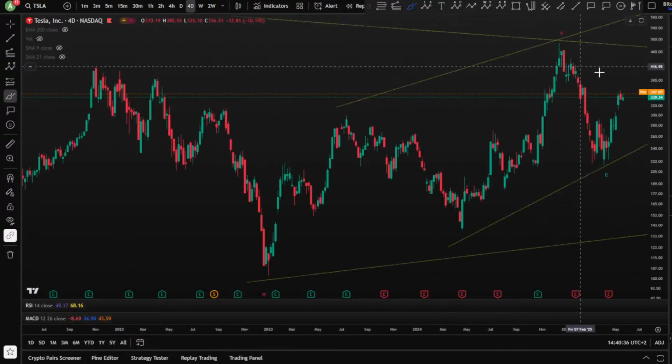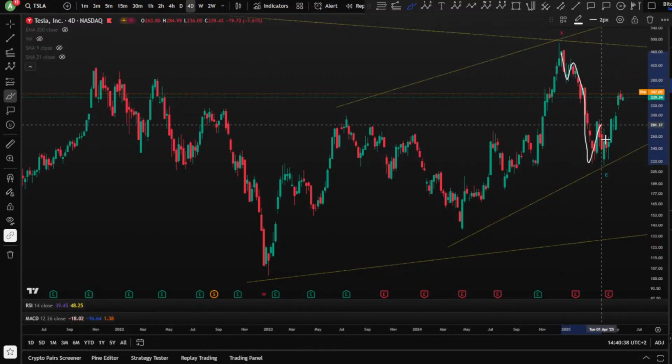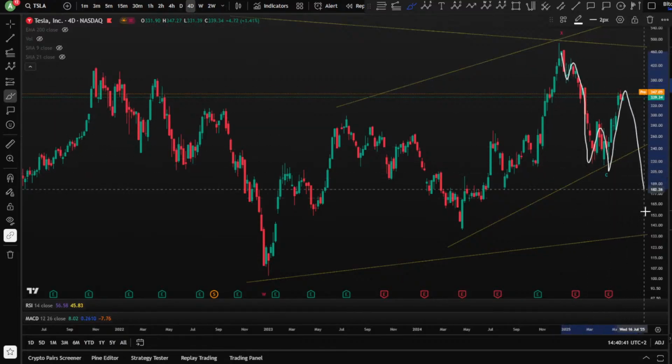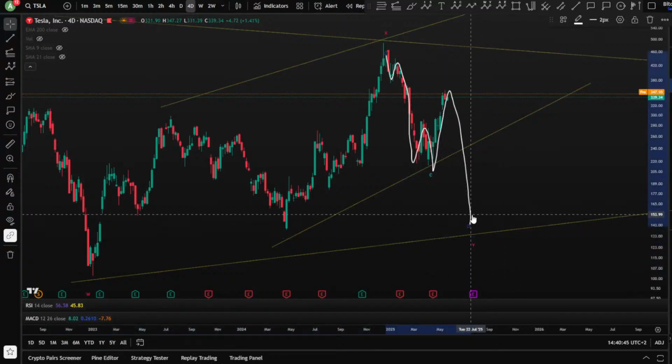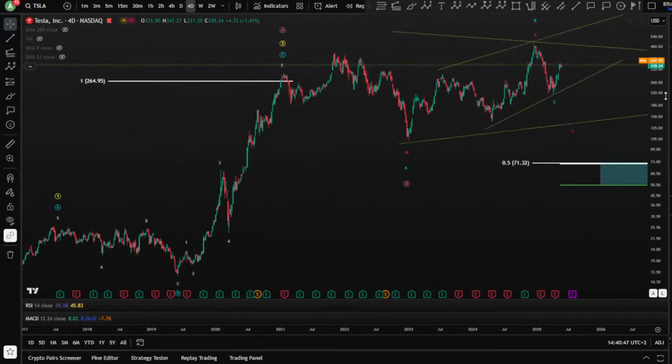Okay, so potentially it can be 1, 2, 3, 4, and a 5. Finish wave A, B, and a C, of course, for lower, to finish a wave Y. Okay, this is the bearish scenario.